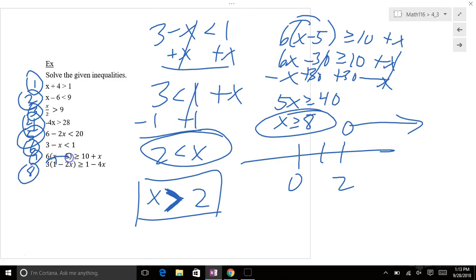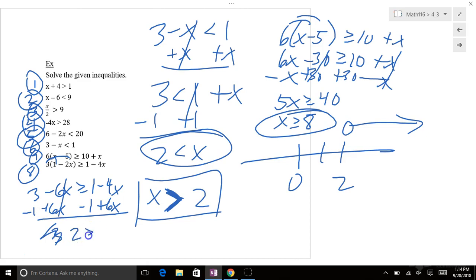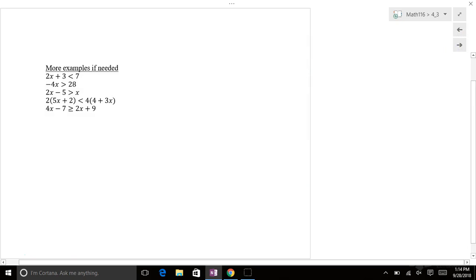Finally, the last one, distribute the 3 there. 3 minus 6x greater than or equal to 1 minus 4x. Get all your x's on one side. Let's add that 6x, add that 6x, so we got 3, and subtract the 1 at the same time. So 3 minus 1, 2, greater than or equal to 2x, divided by 2, divided by 2, 1 greater than or equal to x. Remember, we got to have the x on the left-hand side, so we got to switch them. Make sure you switch your sense of the inequality as well.